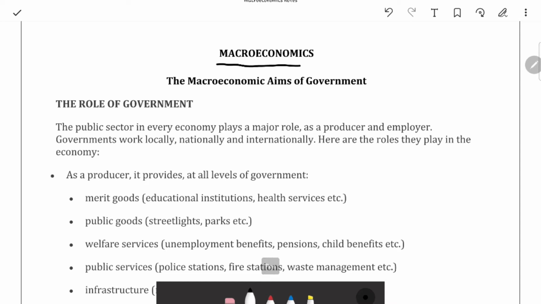Now the public sector in every economy plays a major role as a producer and employer, and the main one is the government. The government basically has a very important role in the economy. They decide what happens next, and that's why it's very important to learn about the aims of the government. So let's begin with the first aim.